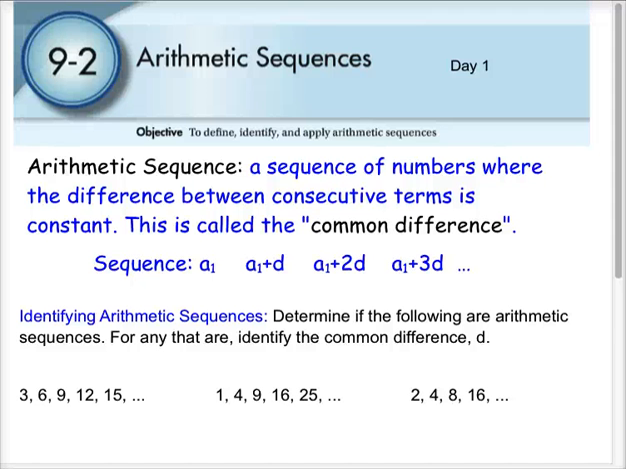Welcome, class. Thank you for joining me again to continue Chapter 9. So we are diving into 9.2, talking about arithmetic sequences.